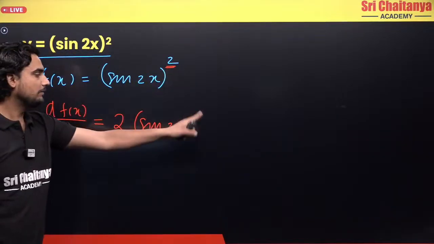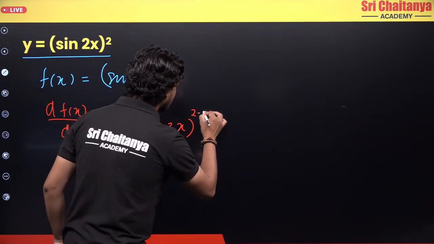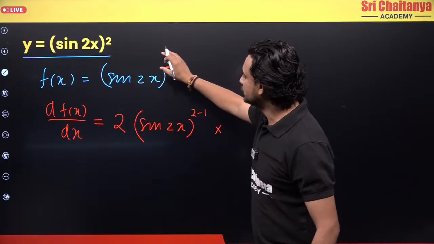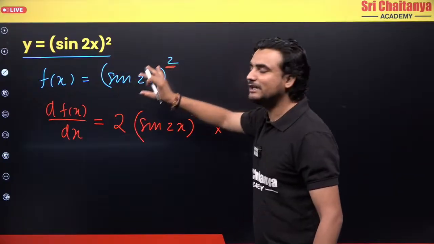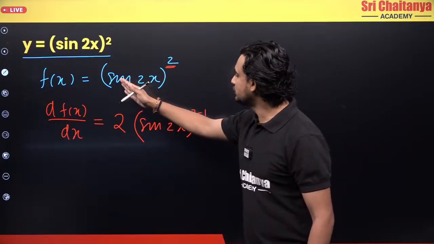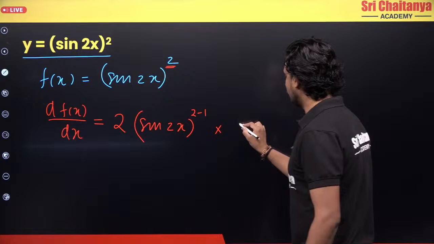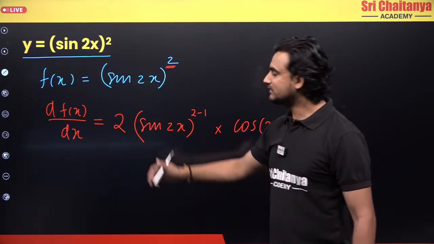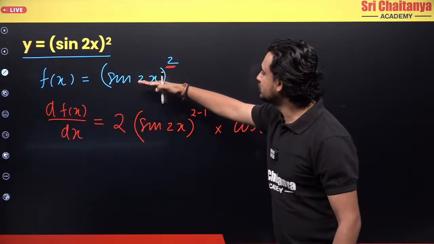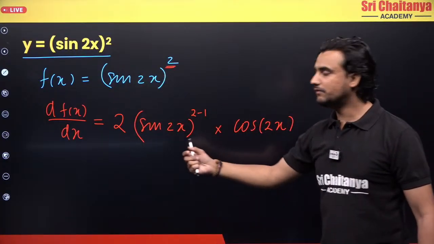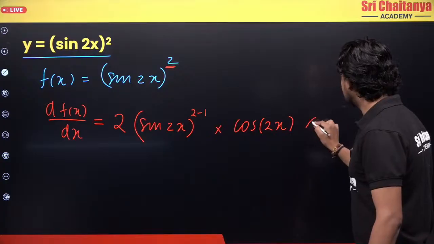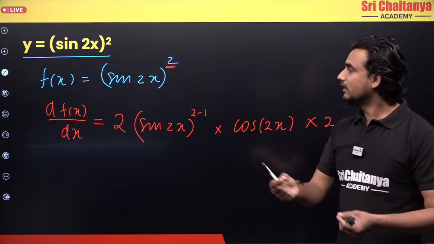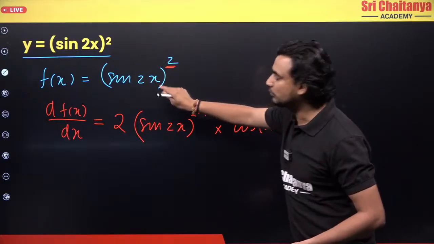Okay. 2 minus 1 will become 1. Right? 2 minus 1 will become 1, into. Now what is the function I will see inside? After I finish this power function, I will go inside and what do I see? I see sine 2x. Right? So what is the differentiation of sine? Sine is cos. So I will say cos into 2x. Yes or no? And once I finish this cos, what is the inside function? I have 2x. Right? And what is the differentiation of 2x? The differentiation of 2x is 2. Right? So what has happened? I have successfully gone from the outside function to the innermost function.